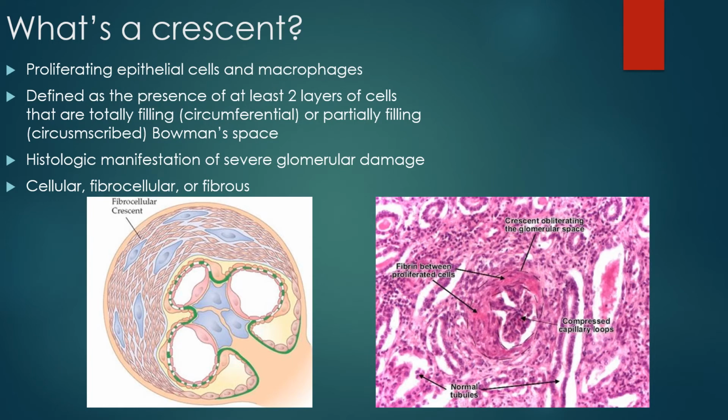Now, when it comes to a rapidly progressive glomerulonephritis, patients are often sent for an urgent kidney biopsy, and you may hear the term a crescentic glomerulonephritis. So, what is a crescent?